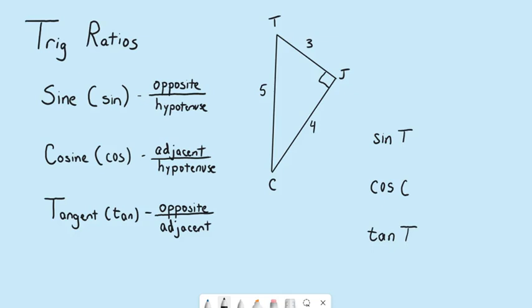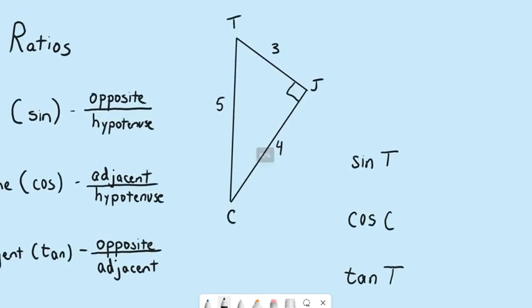We've got sine t. We're looking for sine t. So this is our angle right here. All right, now sine is opposite over hypotenuse. So the opposite side for angle t is JC, which is 4. So I'm going to put 4, we write that as a fraction. So 4 over the hypotenuse. The hypotenuse is across from the right angle, which is going to be 5. It's side length CT, but it is the length 5. So that is the ratio for sine of t.